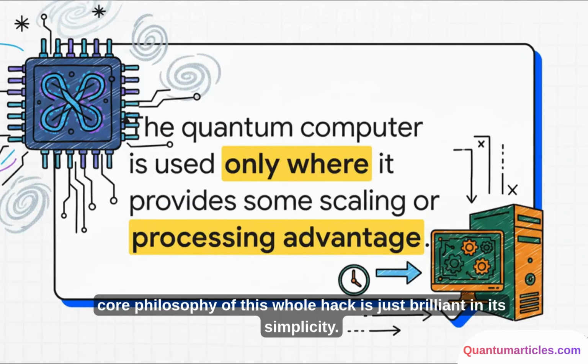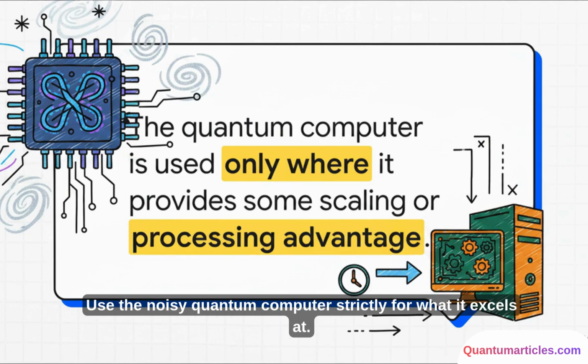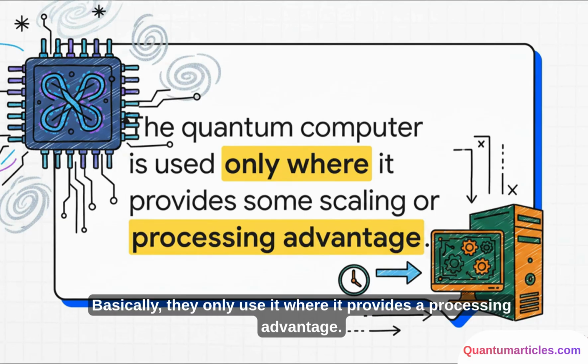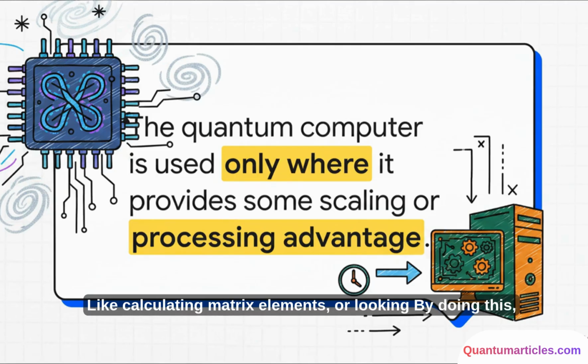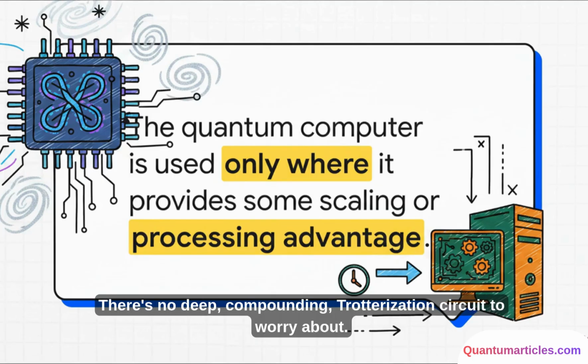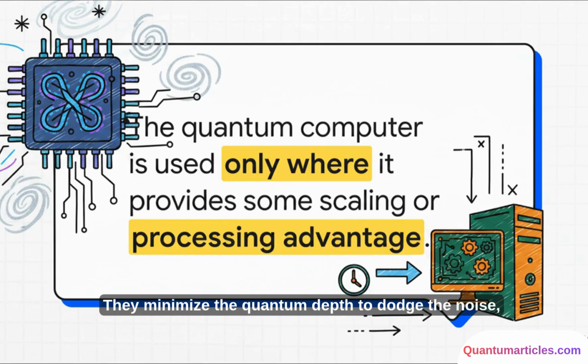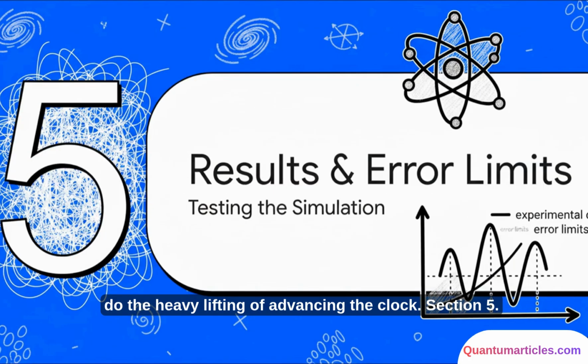The core philosophy of this whole hack is just brilliant in its simplicity. Use the noisy quantum computer strictly for what it excels at. Basically, they only use it where it provides a processing advantage, like calculating matrix elements of unitary operators. By doing this, they keep the quantum circuits incredibly shallow. There's no deep, compounding Trotterization circuit to worry about. They minimize the quantum depth to dodge the noise, and just let the classical computer do the heavy lifting of advancing the clock.